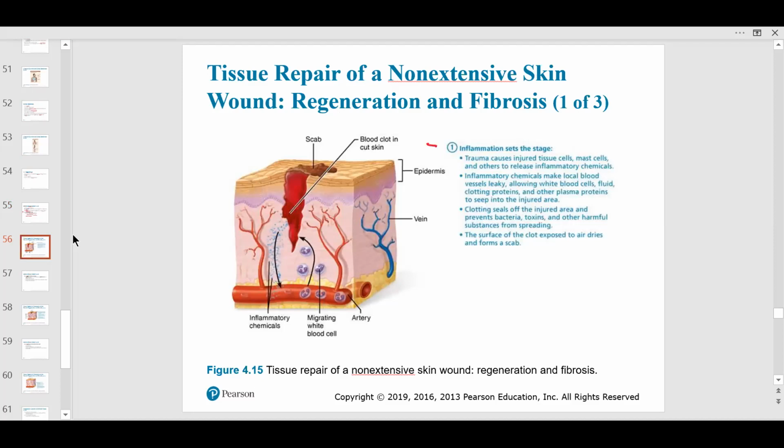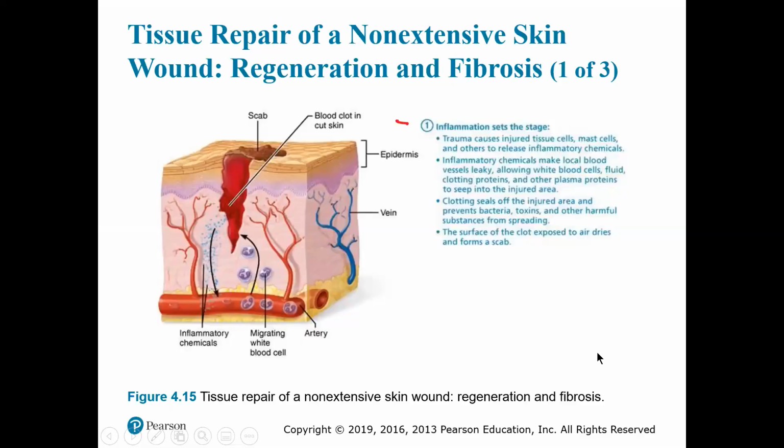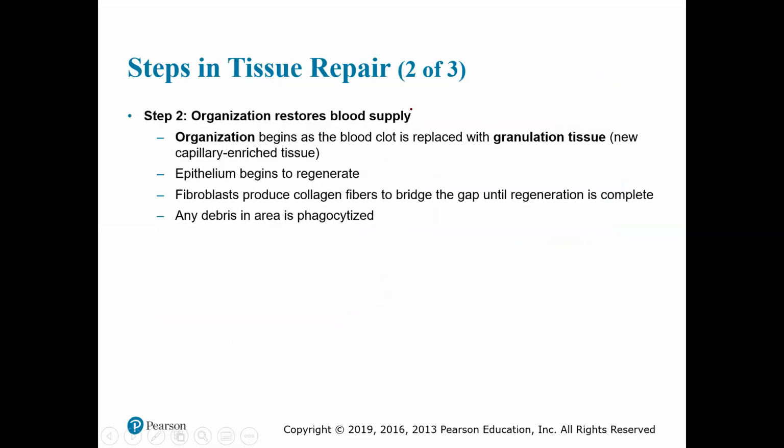So inflammation sets the stage. Let's see if we can do this as a slideshow. Maybe it'll look better. So step 1 is inflammation. You can see what's going on here. Tissue is injured down into the dermis. You should remember this is the epidermis, into the dermis where the blood supply is. And here's the blood vessel bringing in white blood cells. Veins drain, arteries deliver, feed. Arteries from the heart, veins back to the heart. So trauma, so you're having this response.